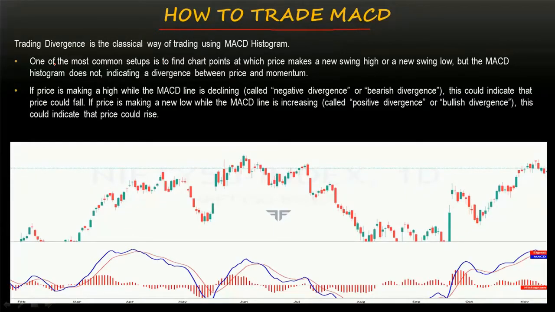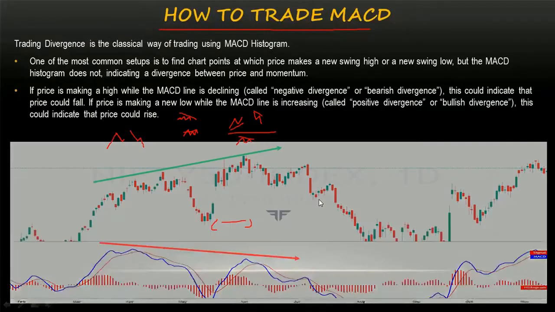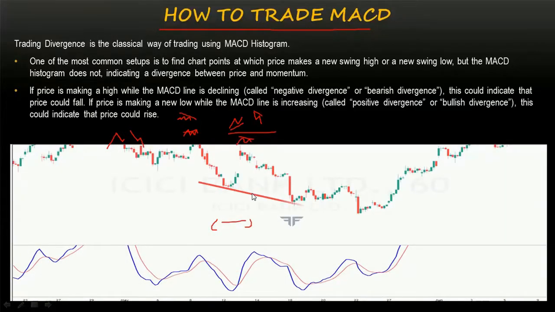Here are some ways. Trading divergence is a classical way of trading using MACD. One of the most common and easiest setups is to find the chart points at which price makes a new swing high or a new swing low, whereas the MACD histogram doesn't, which indicates a divergence between the price and the momentum. If prices are making a new high while the MACD line is declining, it is called negative divergence or bearish divergence. This could indicate that price could fall. If the price is making a new low while the MACD is increasing, it is called positive divergence or bullish divergence. This could indicate the price could rise.